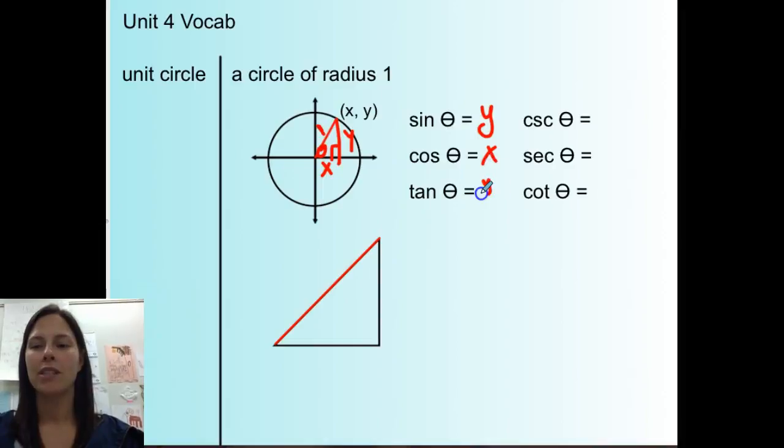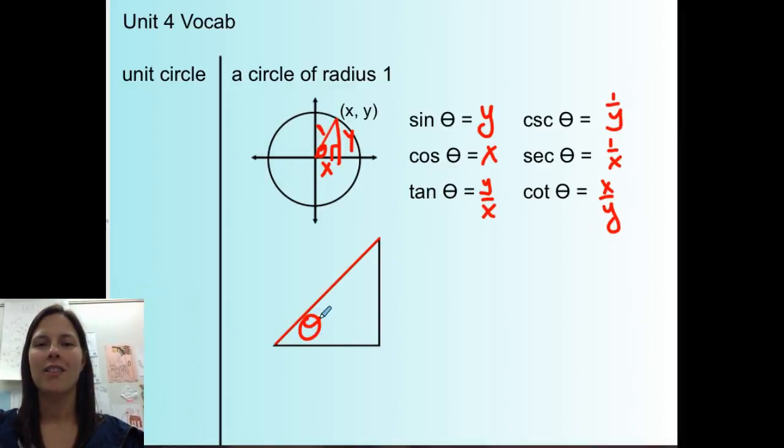Tangent would be opposite over adjacent. And then, of course, we have our reciprocal functions. So cosecant is the reciprocal of sine, secant is the reciprocal of cosine, and cotangent is the reciprocal of tangent. I think I had that extra triangle drawn down there so I could enlarge what I just showed you. So I will do that for you in case that picture was a little bit too tiny.